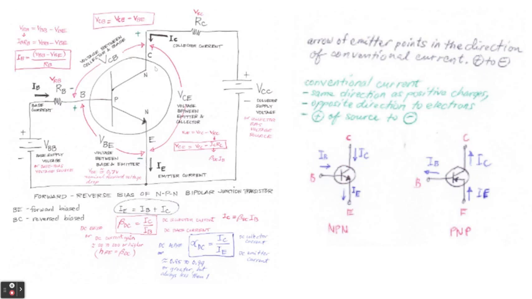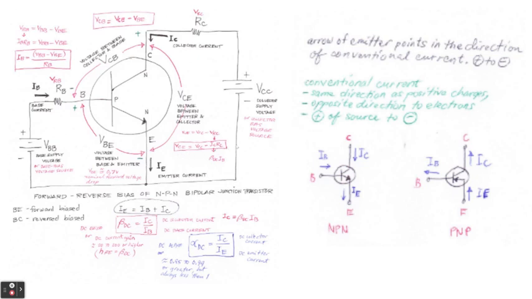Now, if you want to calculate for the VCE, you may subtract VCC minus the VRC. But VRC by Ohm's law is equal to I multiplied by R. That's why here we have VCE is equal to VCC minus ICRC.